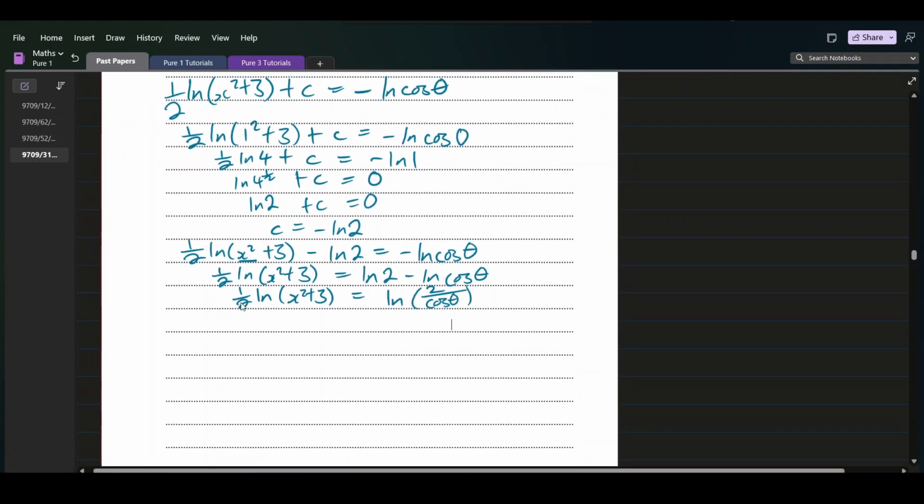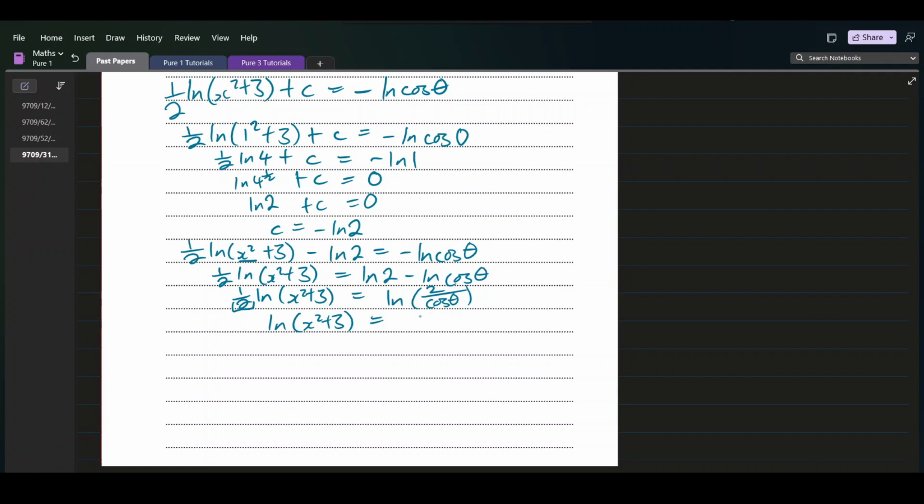And now let's get rid of this half by multiplying both sides by 2. So that's ln (x squared plus 3) is equal to ln (2 over cos theta). And using laws of logarithms, we can write this as ln of 2 squared over cos squared theta. So this is ln (x squared plus 3) is equal to ln of 4 over cos squared theta.